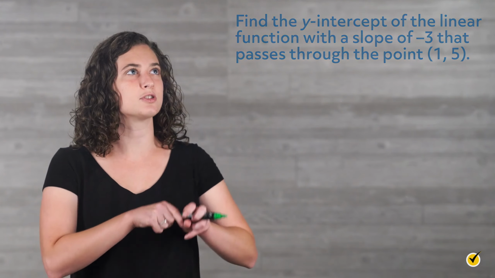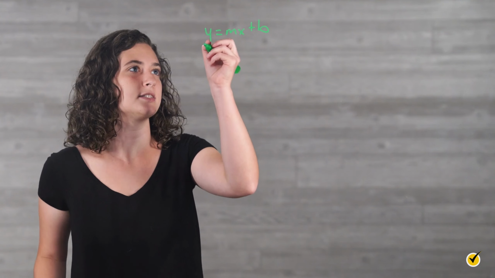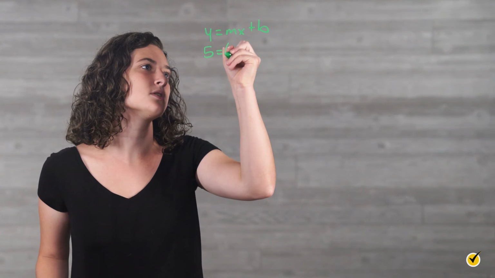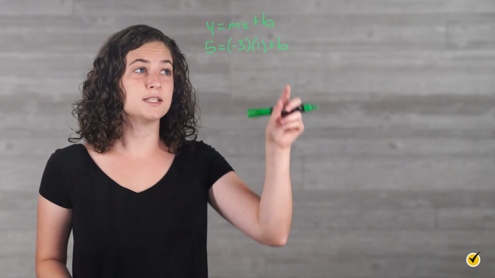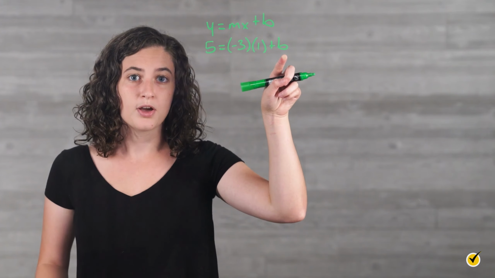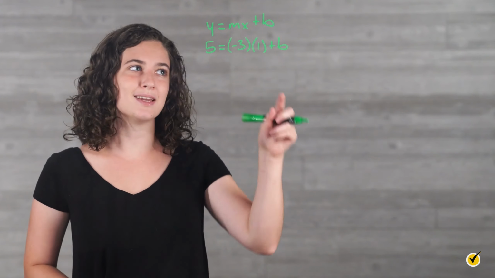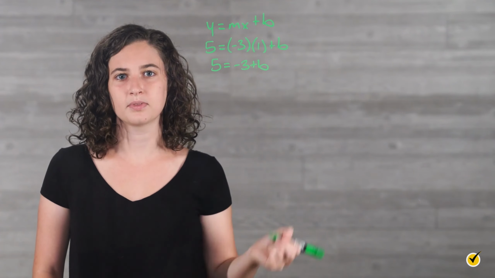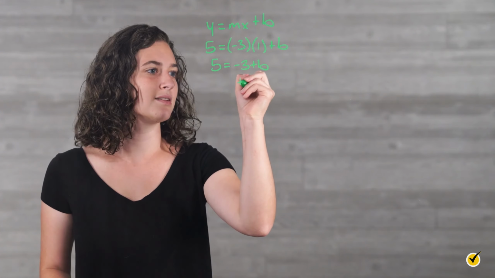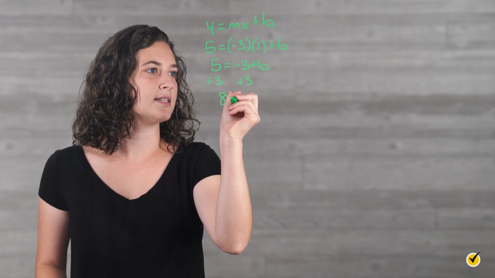So we have our slope-intercept form, y equals mx plus b. And then we're going to plug in our values for y, m, and x. So we said y is equal to 5, m is equal to -3, and x is equal to 1. So we have 5 equals -3 times 1 plus b. Now the only unknown is b, which is the y-intercept. From here, we can solve for b by multiplying -3 and 1. So we'll get 5 equals -3 plus b. And then we add 3 to both sides. So we'll get 8 is equal to b.